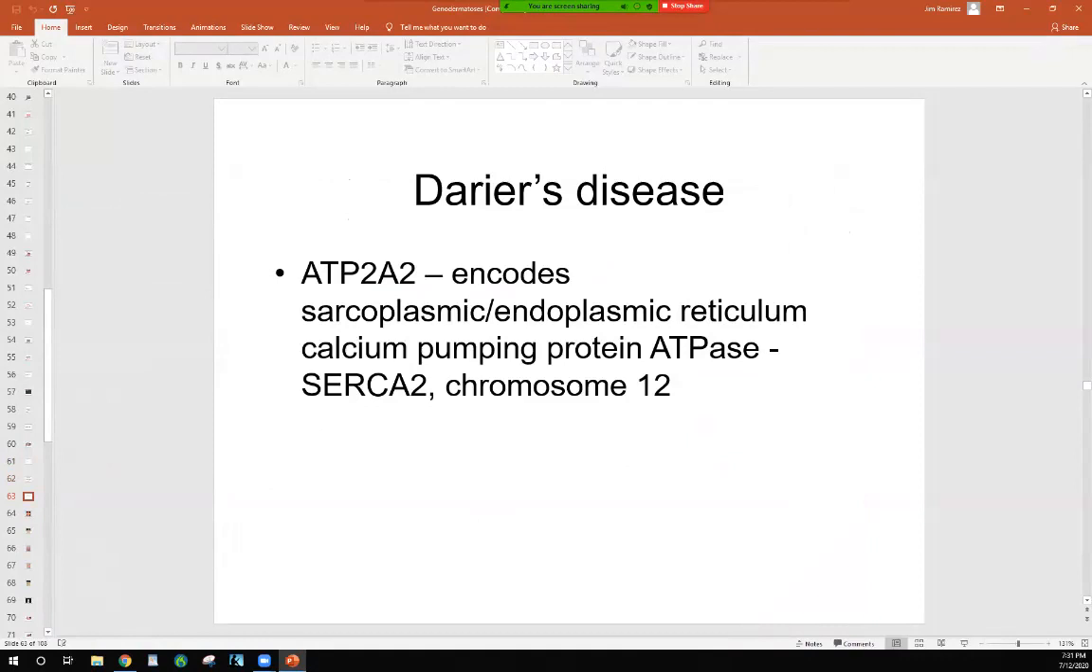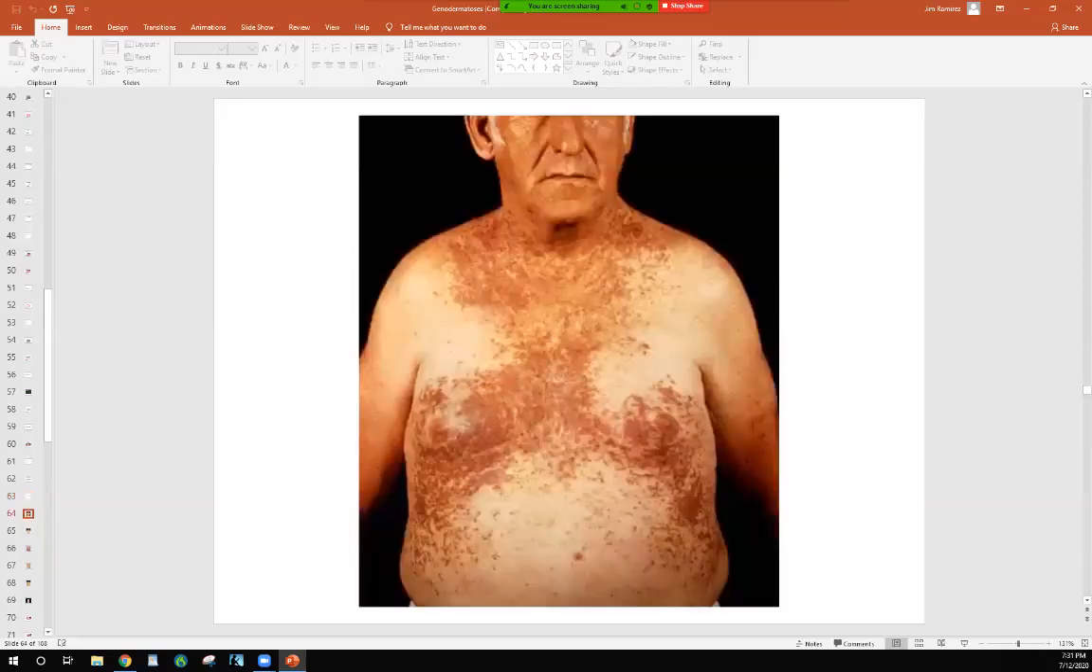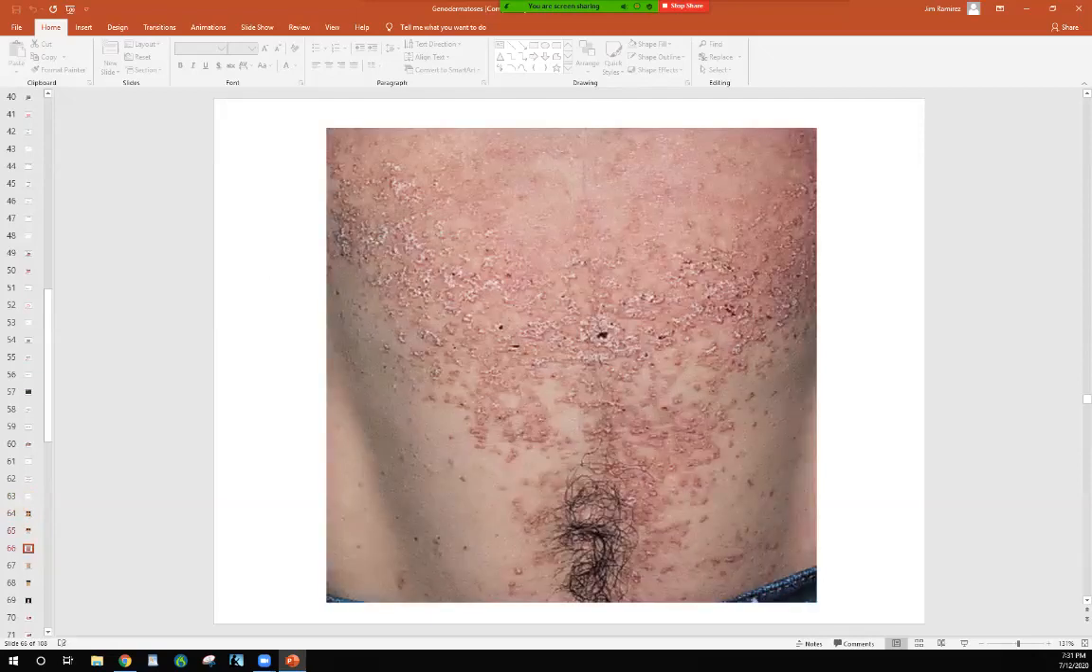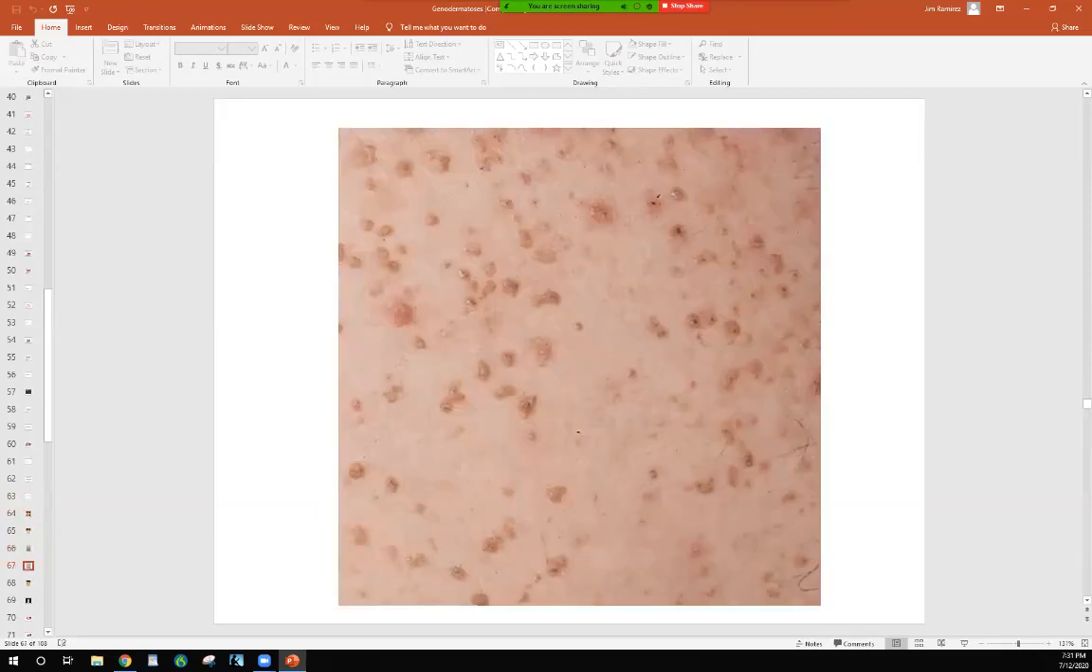So here again, it's the ATP2A2 gene, which encodes the sarcoplasmic endoplasmic reticulum calcium pumping protein ATPase, or SERCA2, on chromosome 12. And more of a seborrheic distribution, a really nice example here of this seborrheic distribution on the back as well. If we look closer, or if you have the chance to palpate these lesions, they really feel very keratotic. You can see right here, they're individually placed and they're very keratotic.